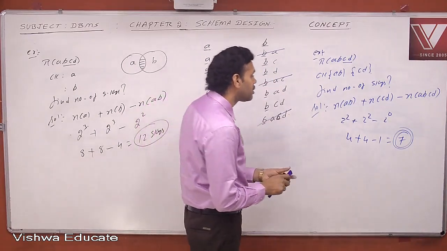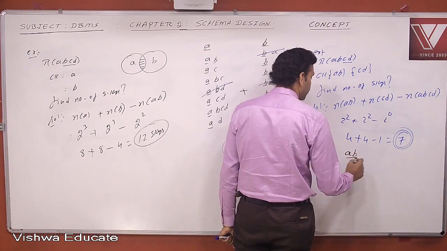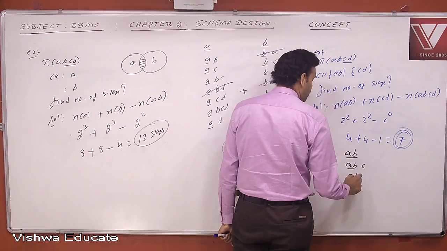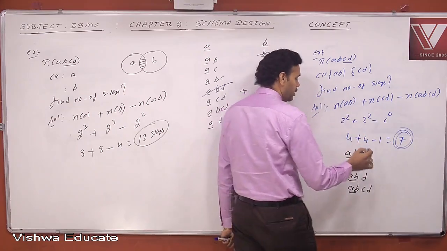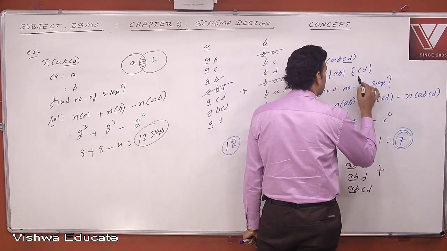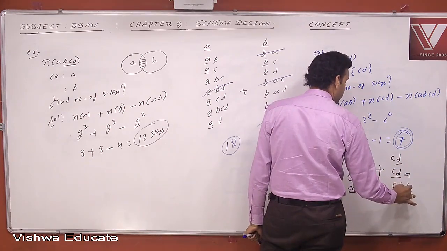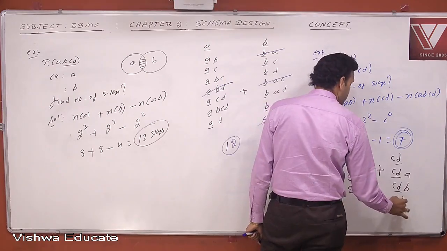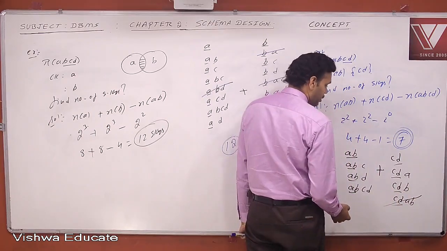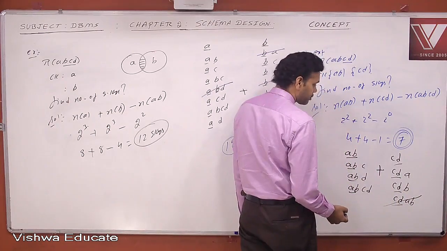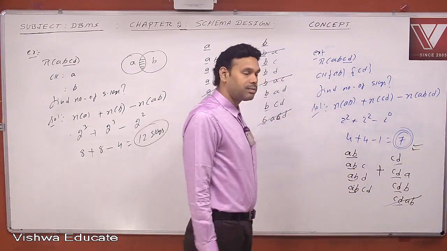What are the 7 keys? Let me start with AB. AB with C, AB with D, AB with CD. That's right. CD combination: CD with A, CD with B, CD with AB. What are common? This is common. And how many? 7. 1, 2, 3, 4, 5, 6, 7. That is the answer. Okay. Just copy this.